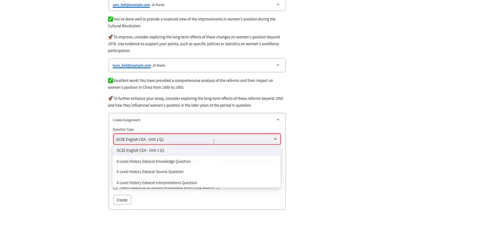Also, this is how you actually create an assignment. Currently we have knowledge, source, and interpretations questions for Edexcel.